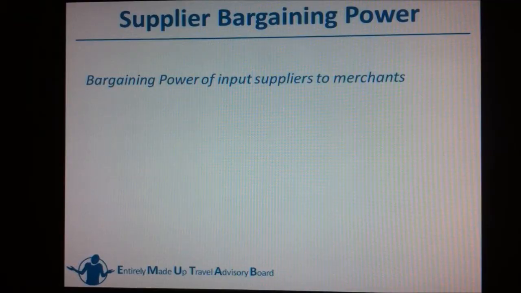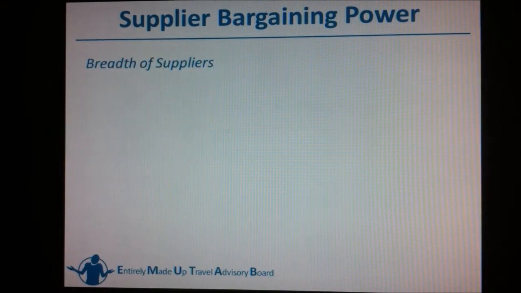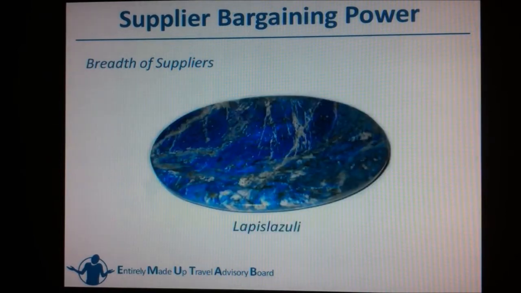Proceeding with Porter's 5 forces, let's tackle supplier bargaining power. This is the leverage suppliers enjoy over producers and includes breadth of suppliers, input differentiation, and producer solidarity. Let's start with breadth of suppliers and look at lapis lazuli jewelry artisans. Lapis lazuli is the national stone of Chile and is marked by its distinctive blue color. Because lapis lazuli is so prevalent in Chile, merchants can procure the stone from different suppliers, circumventing expensive suppliers for their cheaper counterparts.